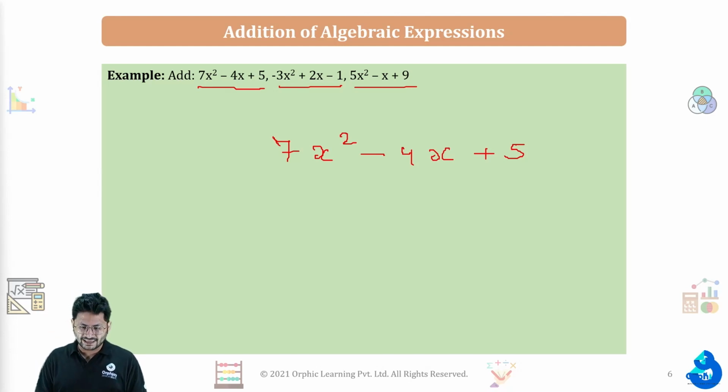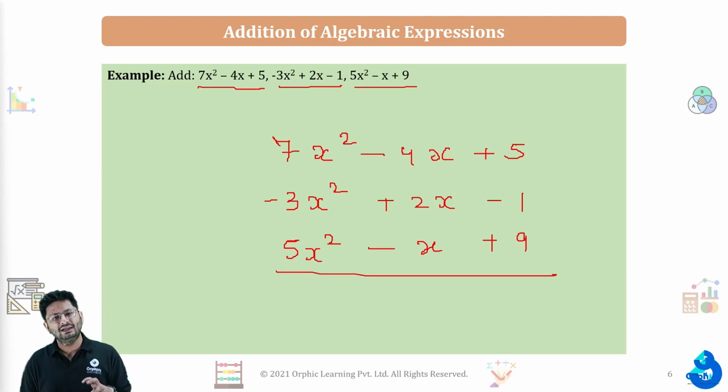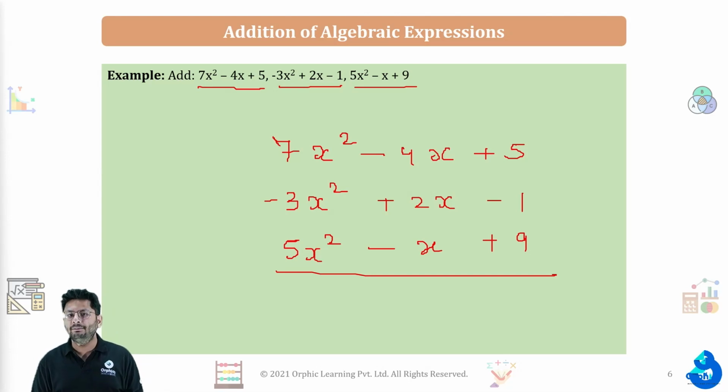Let's write down the second expression, which is −3x² + 2x − 1. And the third expression would be 5x² − x + 9. So we'll do the addition like we do the addition of normal numbers. So we'll start with the right hand side. 5 minus 1 plus 9 is equal to plus 13, right?